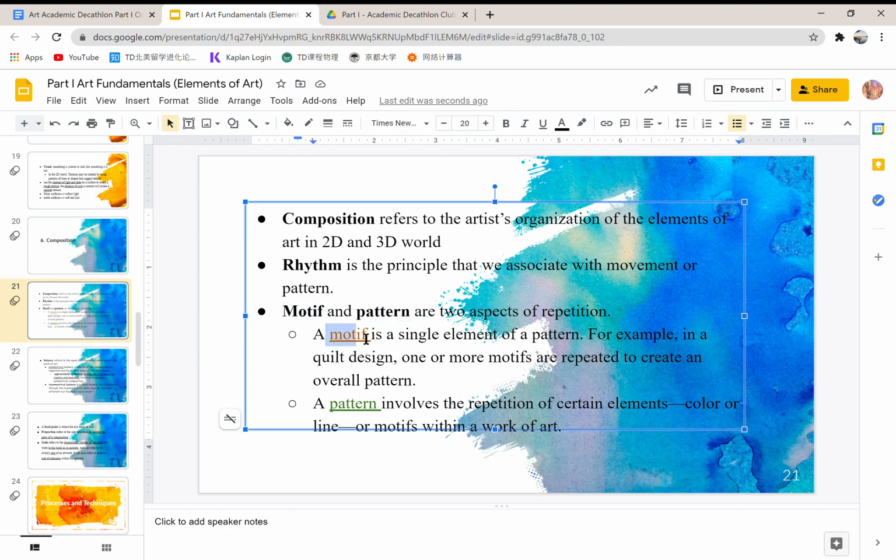A motif is a single element of a pattern. For example, in a quilt design, one or more motifs that are repeated to create an overall pattern. A pattern involves the repetition of certain elements, color or line, or motifs within a work of art.